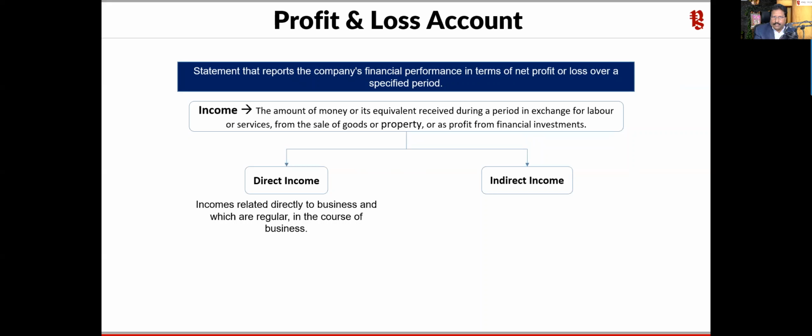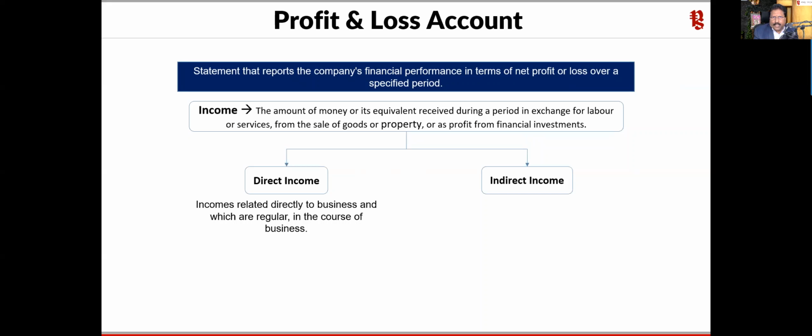So that is your direct income. Now, associated with your direct business, there could be other kinds of income in relation to this condition. That is, it should be regular in nature. It is not that you get it once in a while, and it has to be part of your main business activity.